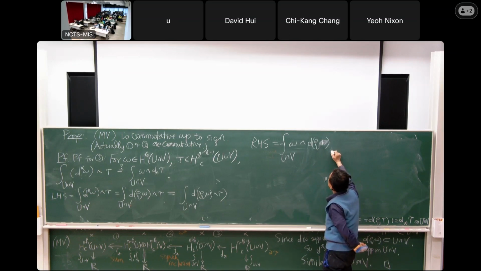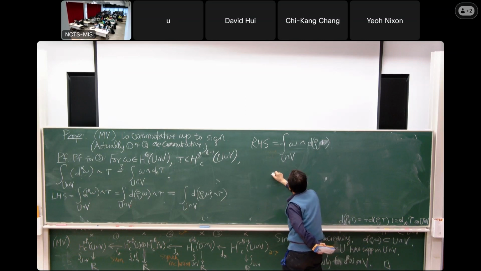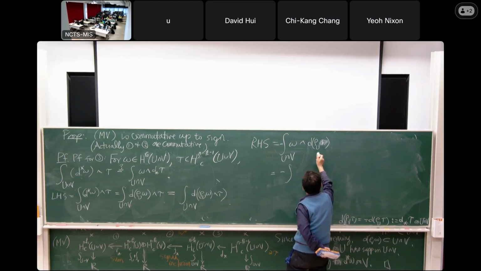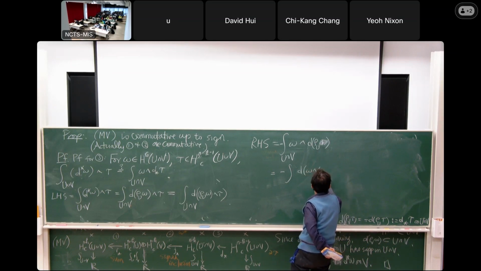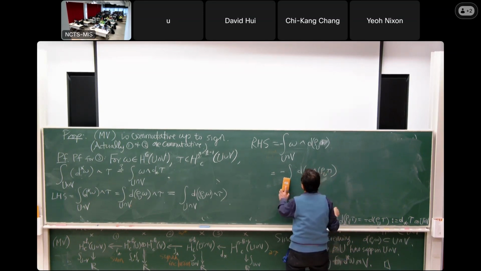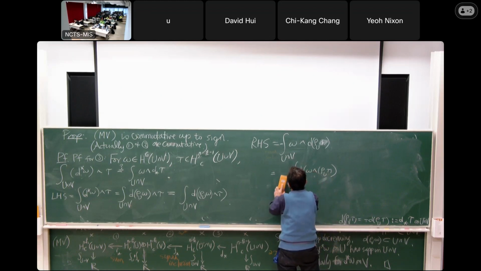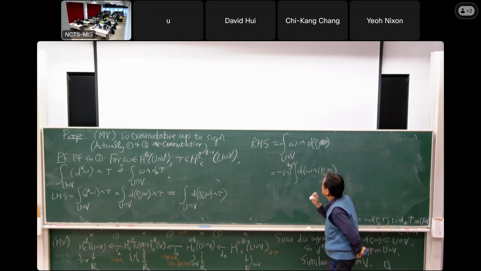And okay, because omega is closed, so this is minus, I can put a d in the front. But, okay, so d omega will be 0, and then the second term should have a sign, and that sign should be -1 to the degree of omega. Okay? Okay, that's the right-hand side.